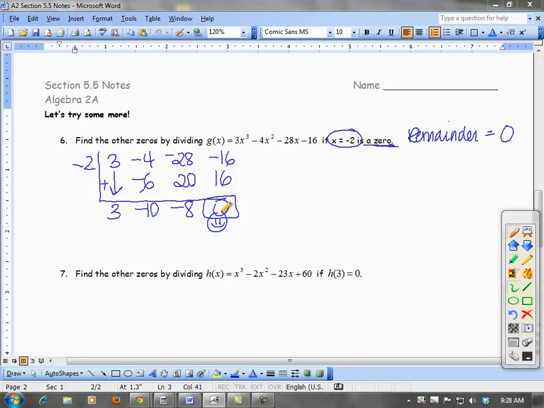What that says, this is my remainder. Here's my constant, my x, and my x squared. I now have this polynomial, 3x squared minus 10x minus 8, and my goal is to find the remaining zeros. So I set this equal to 0. Now you have a choice. You can use the quadratic formula, or you can try and factor. And I'm going to try and factor because, let's be honest, I think that's easier than the quadratic formula.